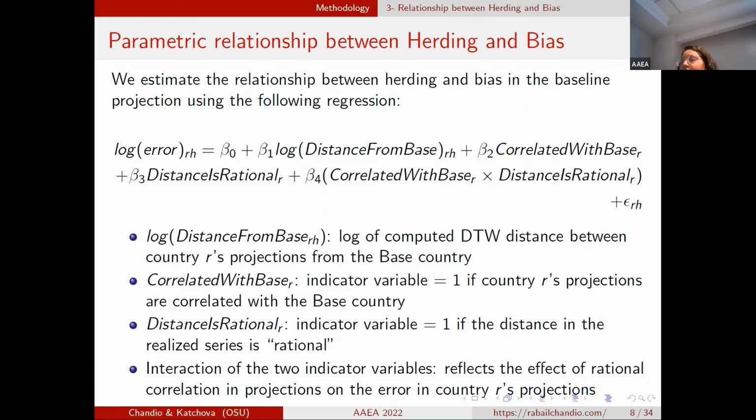The third variable, correlated with base, is an indicator variable that takes the value 1 if statistically the DTW distance is indifferent from 0 when I compare it to the US for a certain region. Distance rationality is an indicator variable that is equal to 1 if my calculated distance's confidence interval also includes the true distance. Now, what is the true distance?